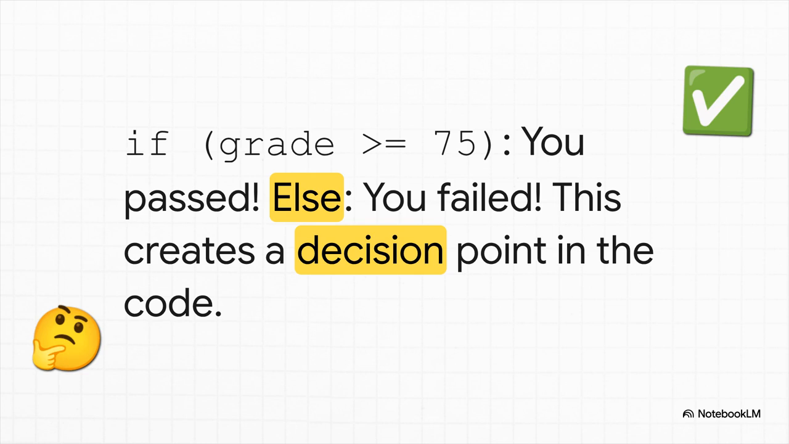The program checks a condition. In this case, is the grade 75 or higher? If it's true, it goes one way and prints, "You passed." If it's false, it goes the other way. So simple, but so powerful.